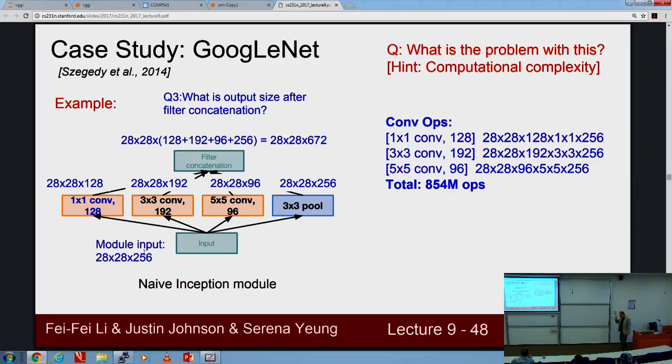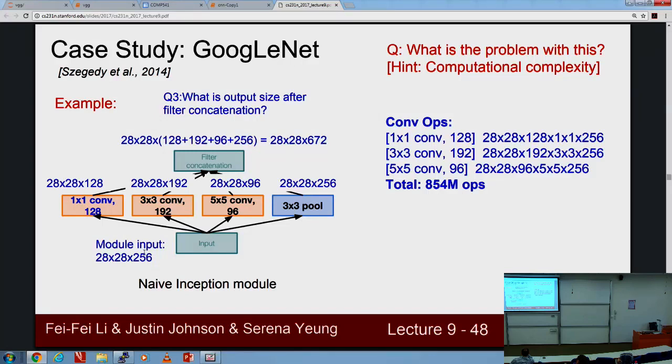Let's also count the number of operations. So, for example, for this operation, how many multiplies do I have? So I have 128 pencil-shaped filters that go the whole depth of the image, which is 256. So each of these pencil-shaped filters has 256 dimensions, right? So to get the output of one of these for one pixel location, I need to do 256 multiplications first of all. Okay. And then I need to repeat this 28 by 28 times for all the pixels.